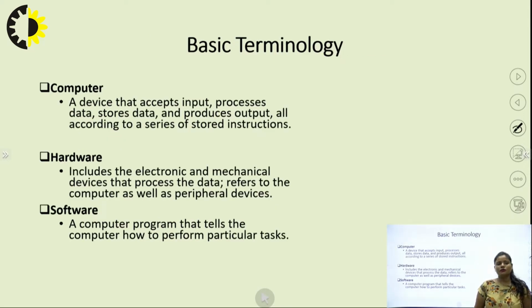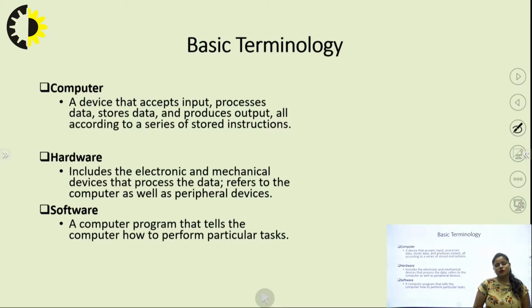Again, before going to the functional units directly, we should know the basic terminology we are going to study in this subject, because without knowing the basic terminology, how can we build the complete functionality of a computer system? So what is the basic terminology? I have mentioned a few here. After some lectures, we will discuss more about them.